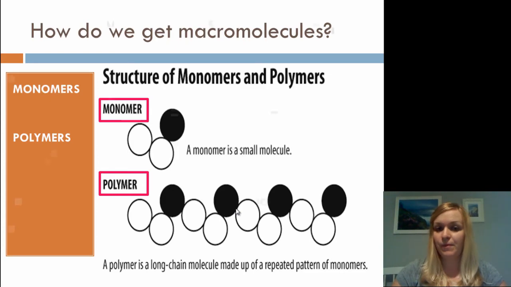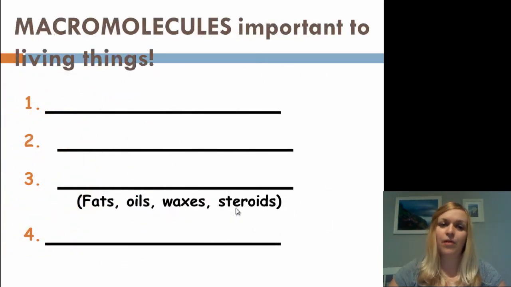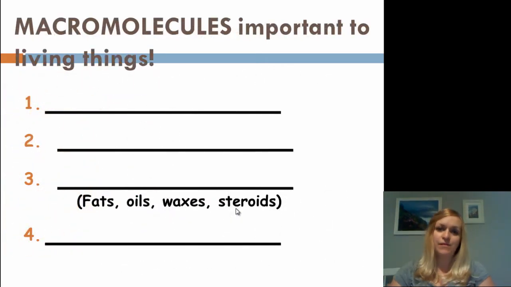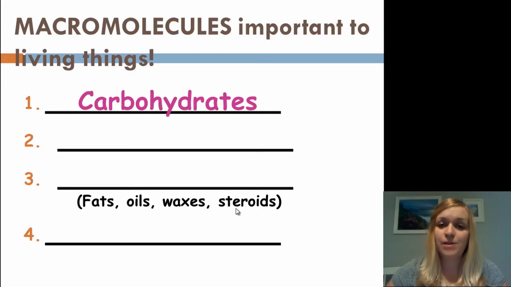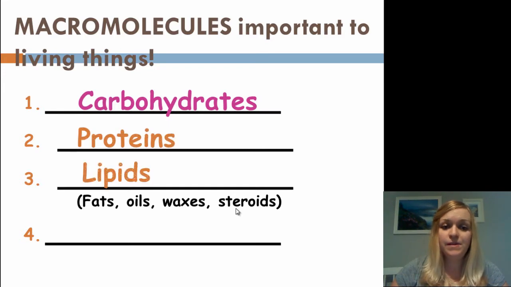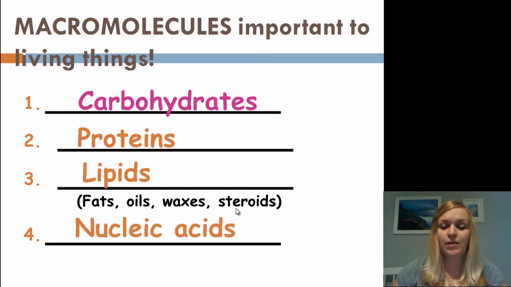Now this is how we get our macromolecules, and these are the four that are most important to living things. The first is carbohydrates, and we're going to talk a little bit about where those come from and what they do. Proteins, lipids, and then nucleic acids. So let's get started by talking about carbohydrates.